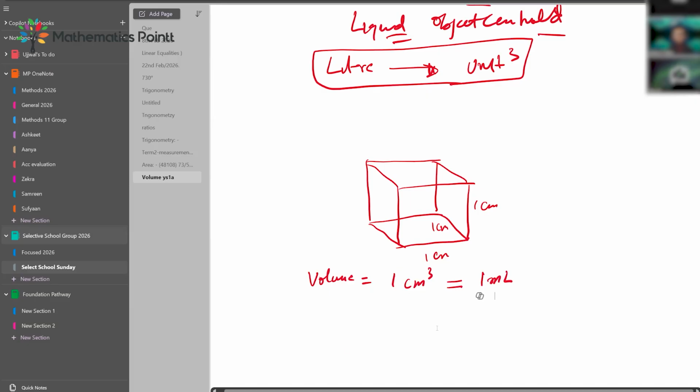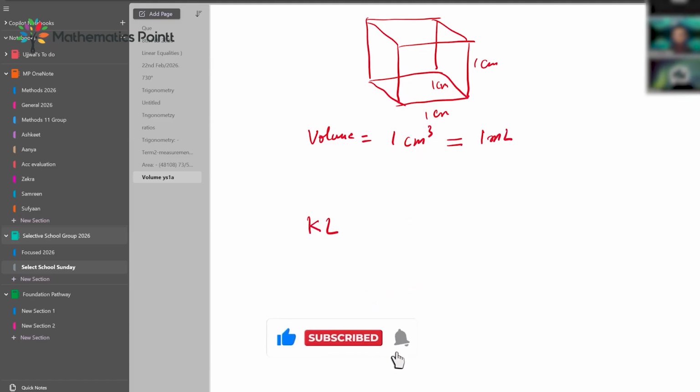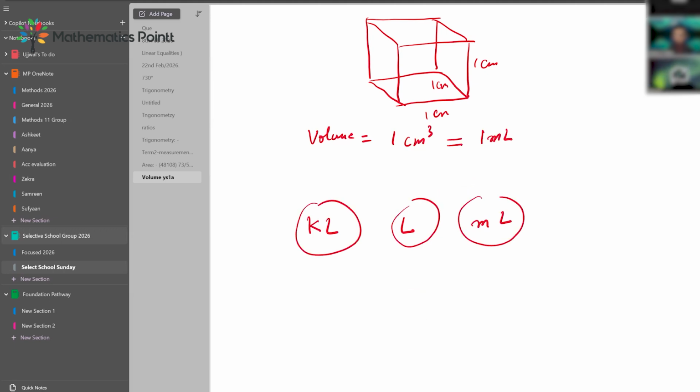So let's see how the conversions are happening. So if you have kiloliters, liters, milliliters, how do you convert them? They're all standard, stock standard, they're thousands. So there are 1,000 mils in 1 liter. So if you are converting liters to milliliters, you multiply by 1,000, and if you are converting the other way around, you divide.